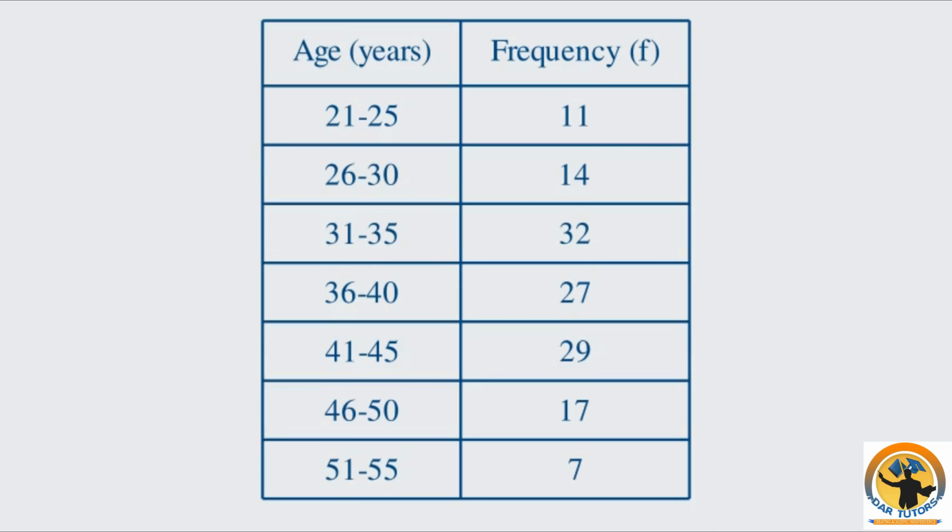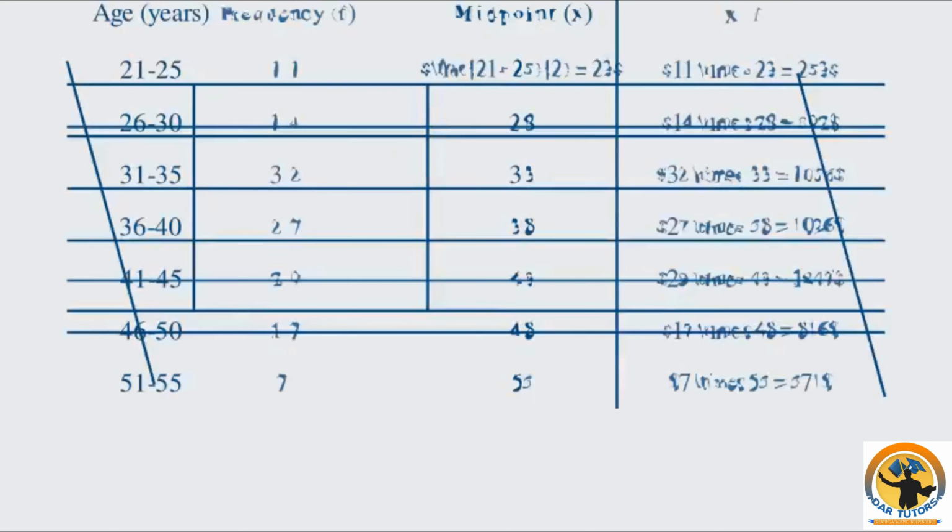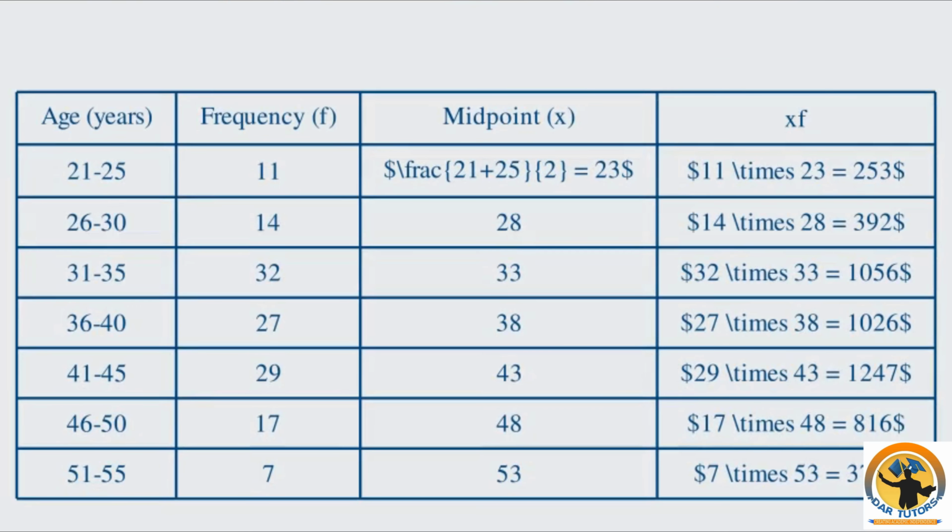We have a frequency table showing the ages of bus drivers in 7 different age groups. To find the estimated mean, we'll follow the same process as for frequency tables, but this time, x will be our mid-interval values. First, we create a column for the midpoint, x. For the first class, 21 to 25, the midpoint is (21 plus 25) divided by 2, which is 23. For the second class, 26 to 30, the midpoint is 28, and so on.